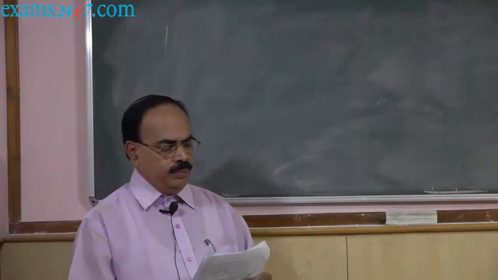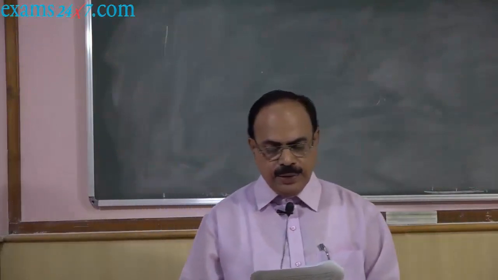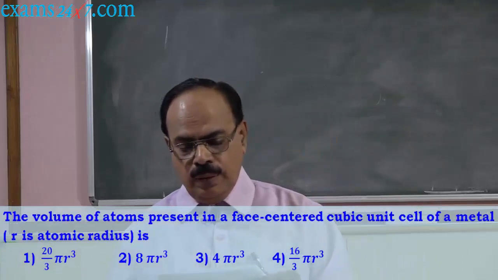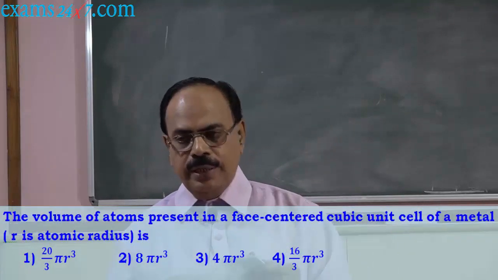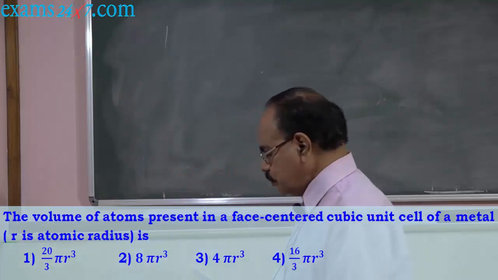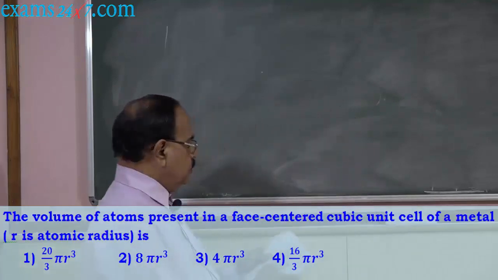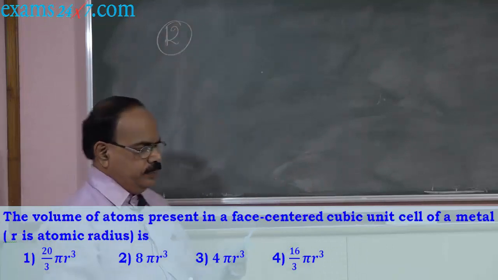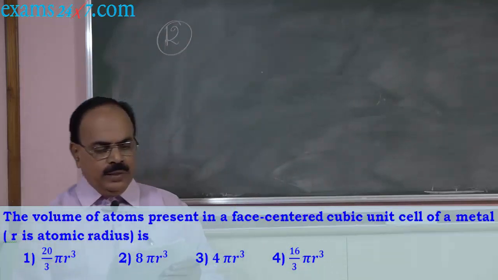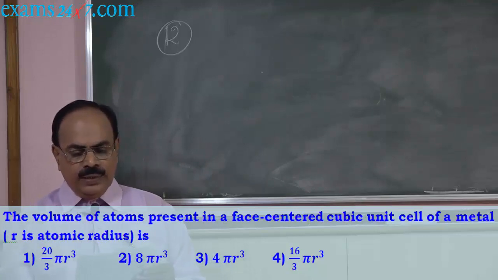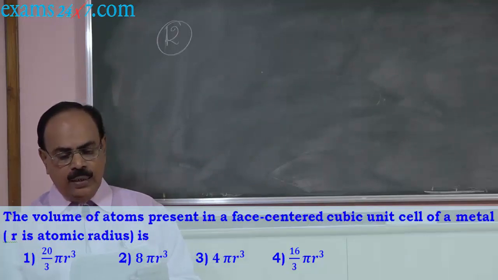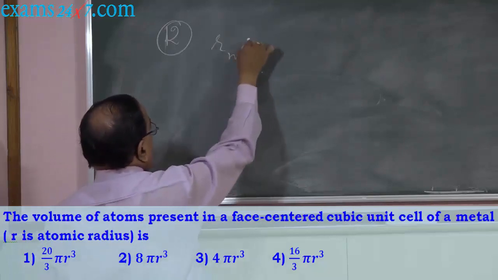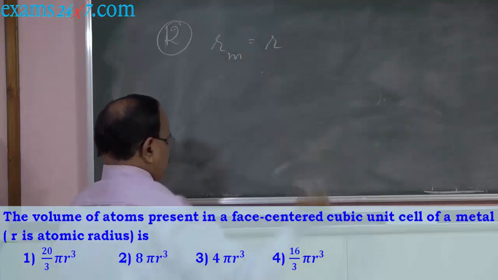This is a simple problem. Volume of atoms present in a face-centered unit cell of a metal. Radius R is the atomic radius. Coming to question number 12. The volume of the atoms present in a face-centered cubic unit cell of a metal. The radius of the metal is equal to R itself, that is given.